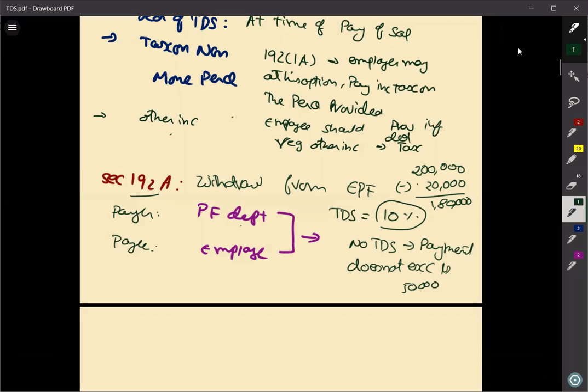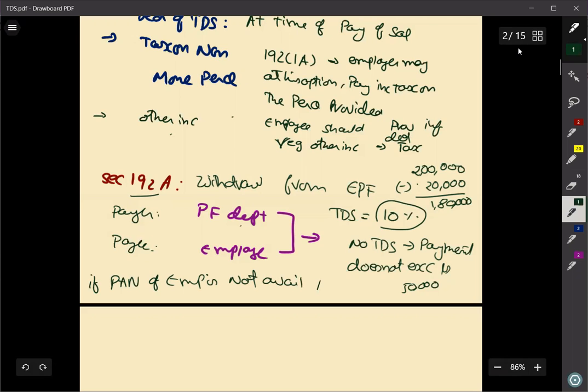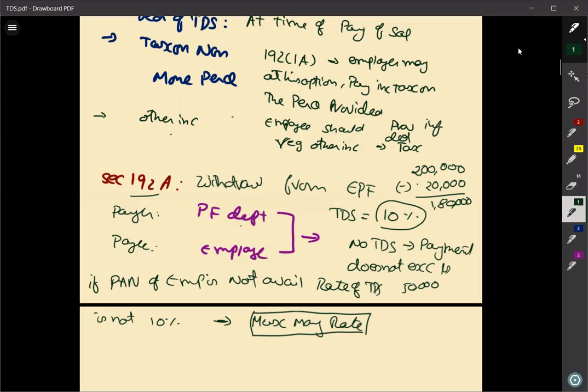And one more important point we need to understand. If PAN number of employee is not available, then the rate of TDS is not 10%. It is taxable at something called our maximum marginal rate. Going forward, we'll discuss what is the meaning of maximum marginal rate. If PAN number is available, 10%. If PAN number is not available, maximum marginal rate applies.